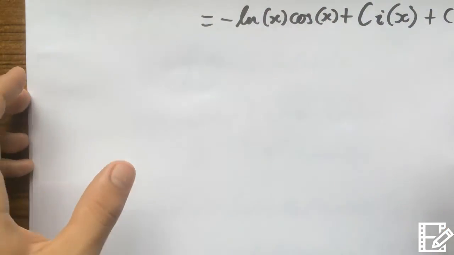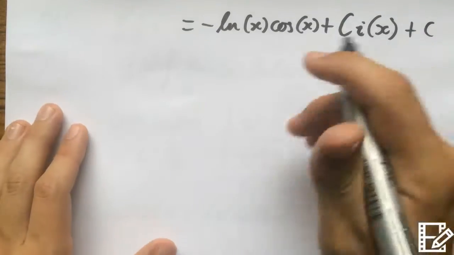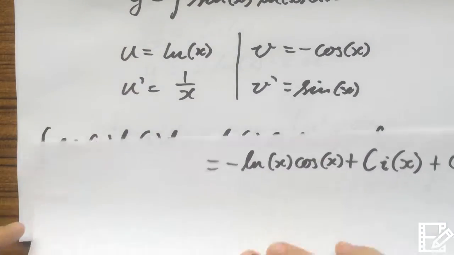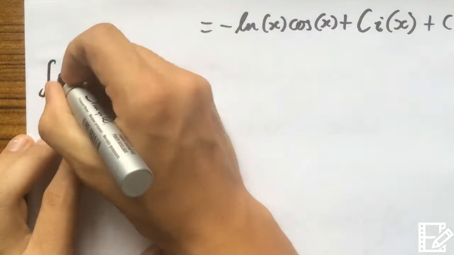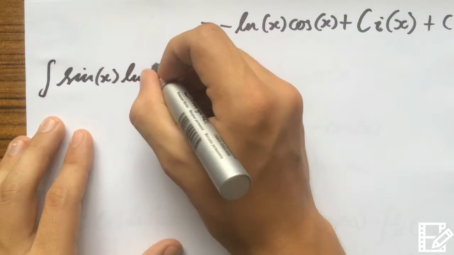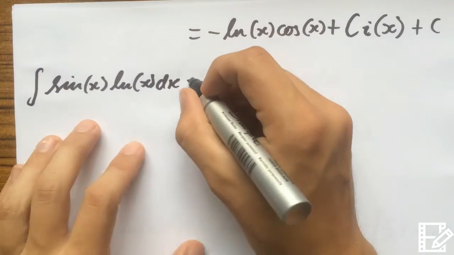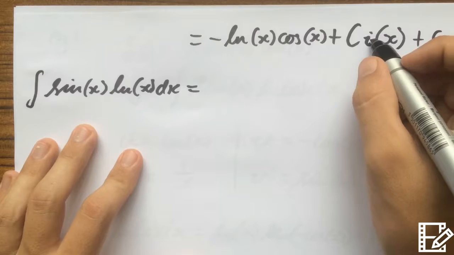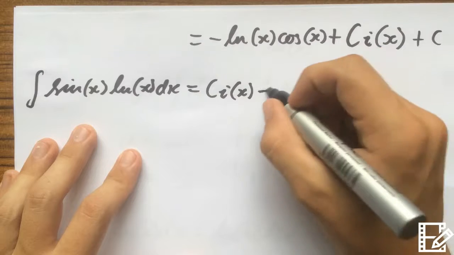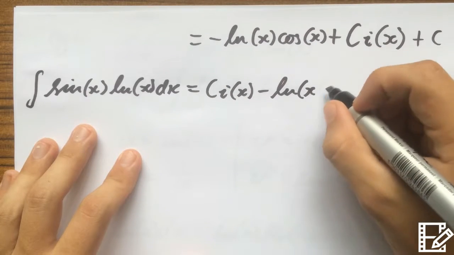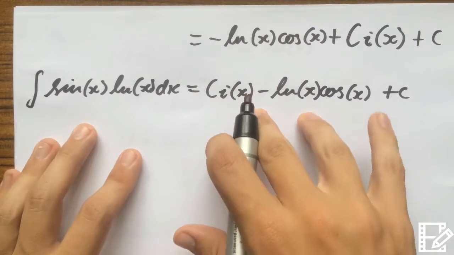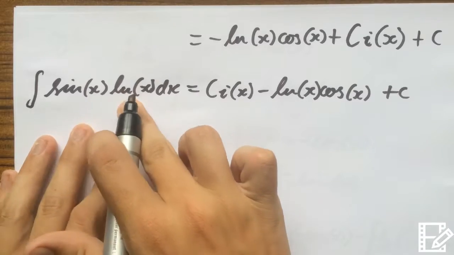It's the same when you have, I'll show you in the next example, I won't add on too much, but let's just rewrite this. So we have the integral of sine x multiplied by ln of x dx equals, we're going to bring the Ci x out the front because it's a positive, subtract ln of x cos x plus c. And that there is the integral of sine x multiplied by ln of x.